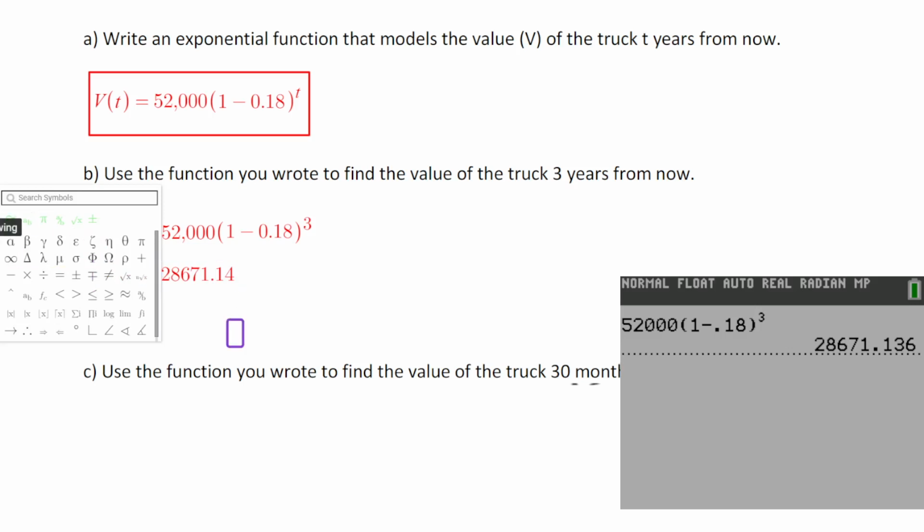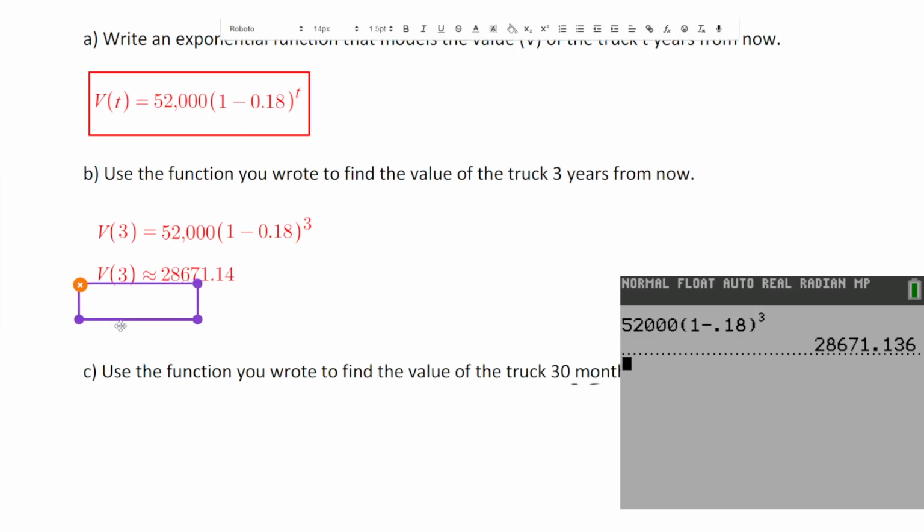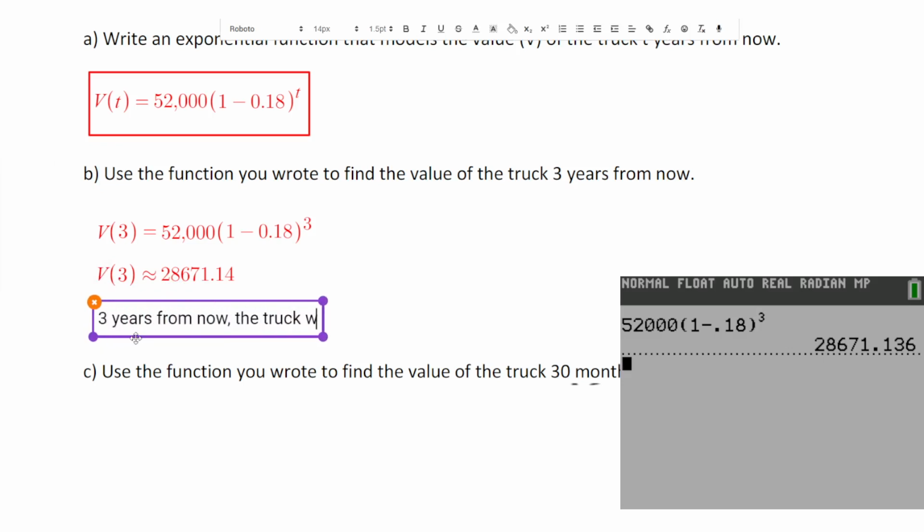So if we're going to answer this question in the context that it was asked, we would say something along the lines of, 3 years from now, the truck would be worth $28,671.14.